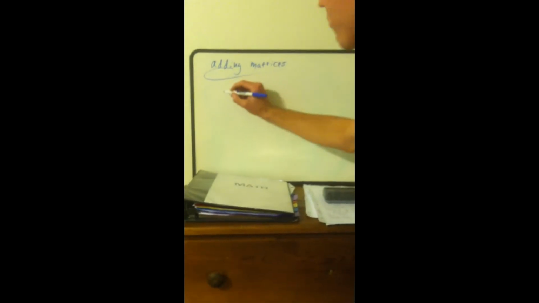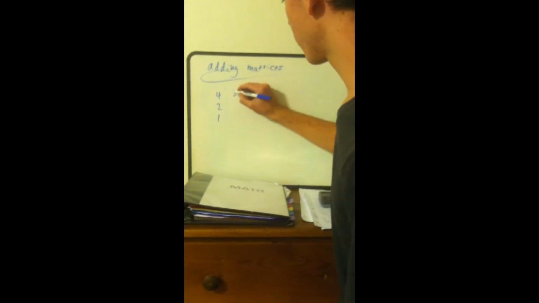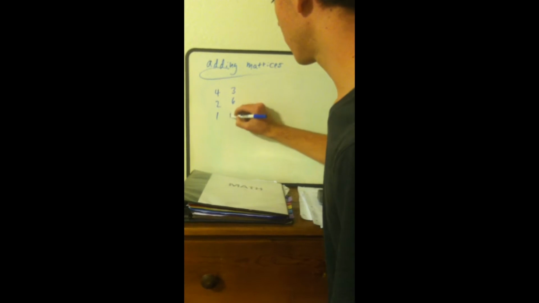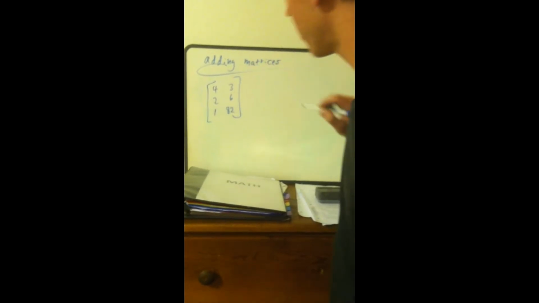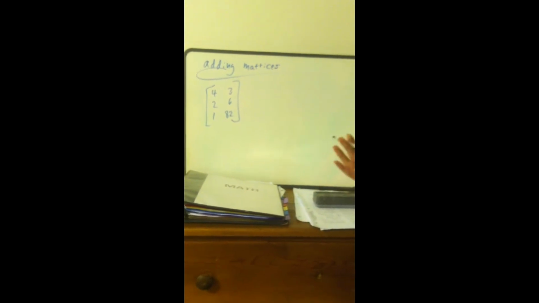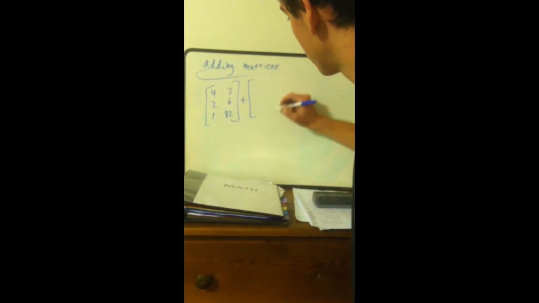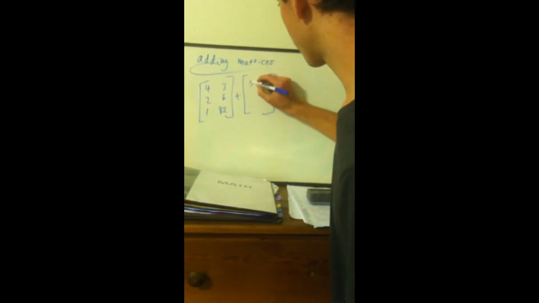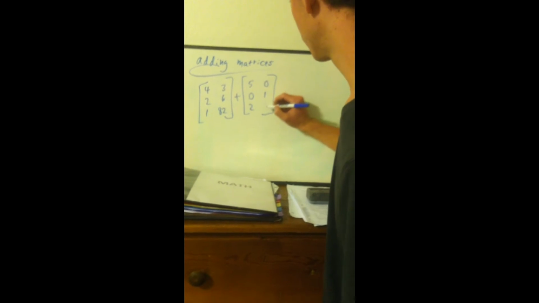So next, we can get a little bit bigger. Let's say we have 4, 2, 1, and 3, 6, 82. So this is a 2 by 3 or a 3 by 2 depending on how you look at it. Then add that to another one. Let's say 5, 0, 0, 1, 2, 4.